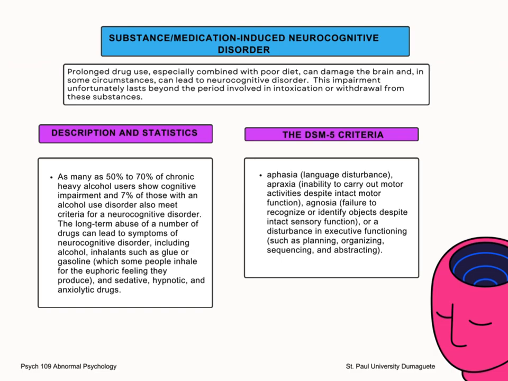The long term abuse of a number of drugs can lead to symptoms of neurocognitive disorder, including alcohol, inhalants such as glue or gasoline, which some people inhale for the euphoric feeling they produce, and sedative, hypnotic, and anxiolytic drugs. The DSM-5 criteria: aphasia, a language disturbance; apraxia, impaired ability to carry out motor activities despite intact motor function; agnosia, failure to recognize or identify objects despite intact sensory function; or a disturbance in executive functioning such as planning, organizing, sequencing, and so on.